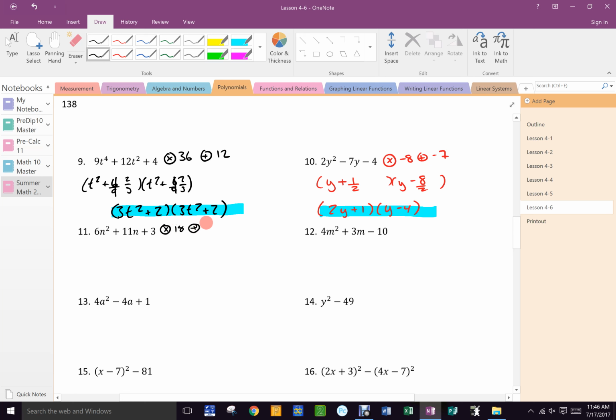And I need to add to what? 11. Well, what are the factors of 18 that add? Okay. So it's n plus 2 and n plus 9. But then I got to divide by 6. Simplify. 1/3. Simplify. 3/2. 3n plus 1. 2n plus 3. Okay, I get it now.